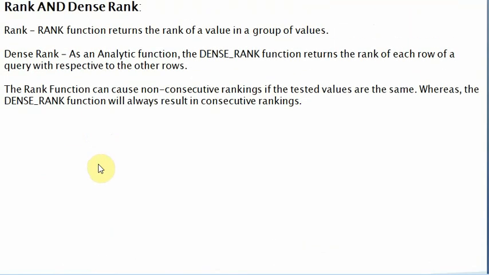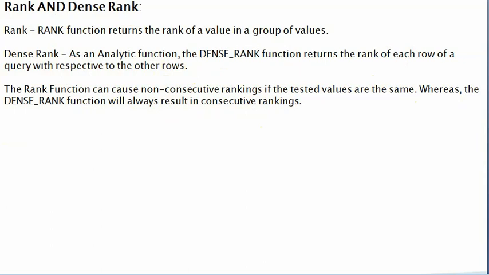So after ROW_NUMBER there are similar functions, that is RANK and DENSE_RANK. These two are also analytic functions, and they return the rank of each row of a query with respect to other rows. The only difference is that the RANK function can cause non-consecutive rankings if there are duplicate or same values, whereas DENSE_RANK will always result in consecutive rankings.